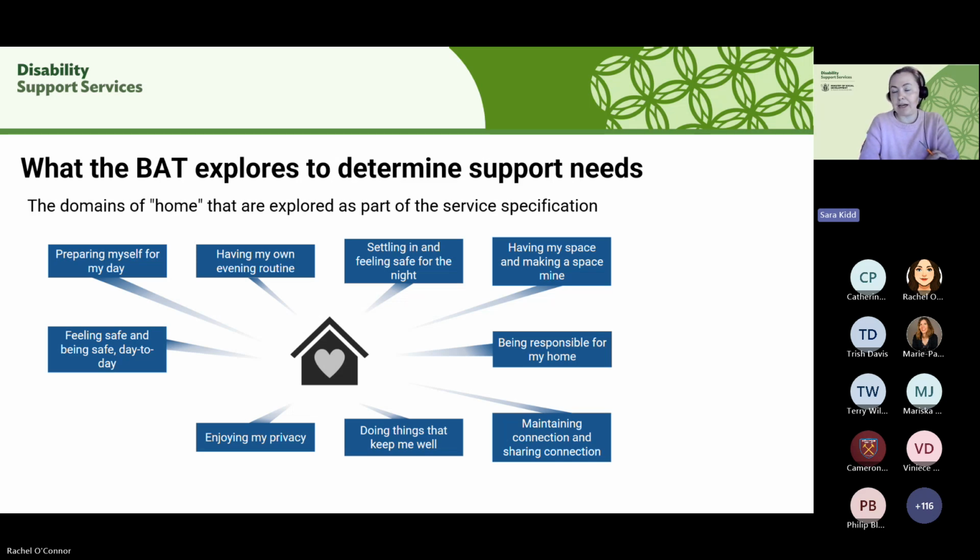Enjoying my privacy. Privacy is a part of enjoying being at home, and a lack of privacy can sometimes be a trigger for behaviour that others might find challenging. And finally, feeling safe and being safe day to day. Home should be somewhere that people feel safe and are safe. Effective and proportionate risk management is an important part of delivering quality care.